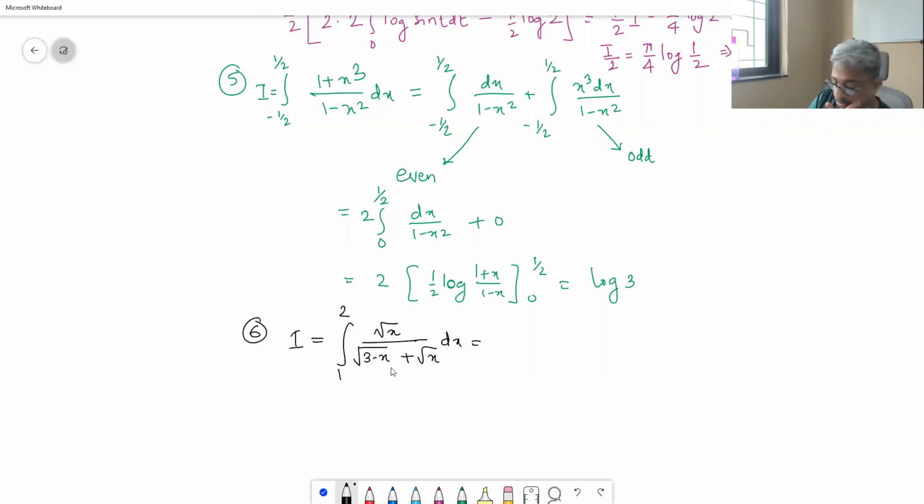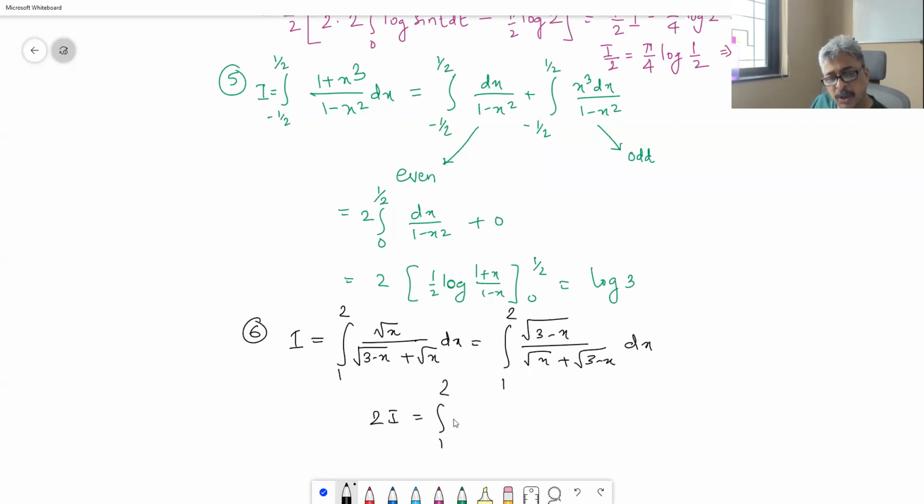Okay, this is simple because if you apply the last property that we have studied of definite integral, I is the integral from 1 to 2 of root of 3 minus x upon root of x plus root of 3 minus x dx. You are supposed to substitute x equal to 3 minus x, so this becomes root x upon root x plus root 3 minus x dx. And when you add these two, you get 2I is equal to integral 1 to 2, 1 dx. So it is 2 minus 1, which is equal to 1. Therefore, I is equal to 1 half.